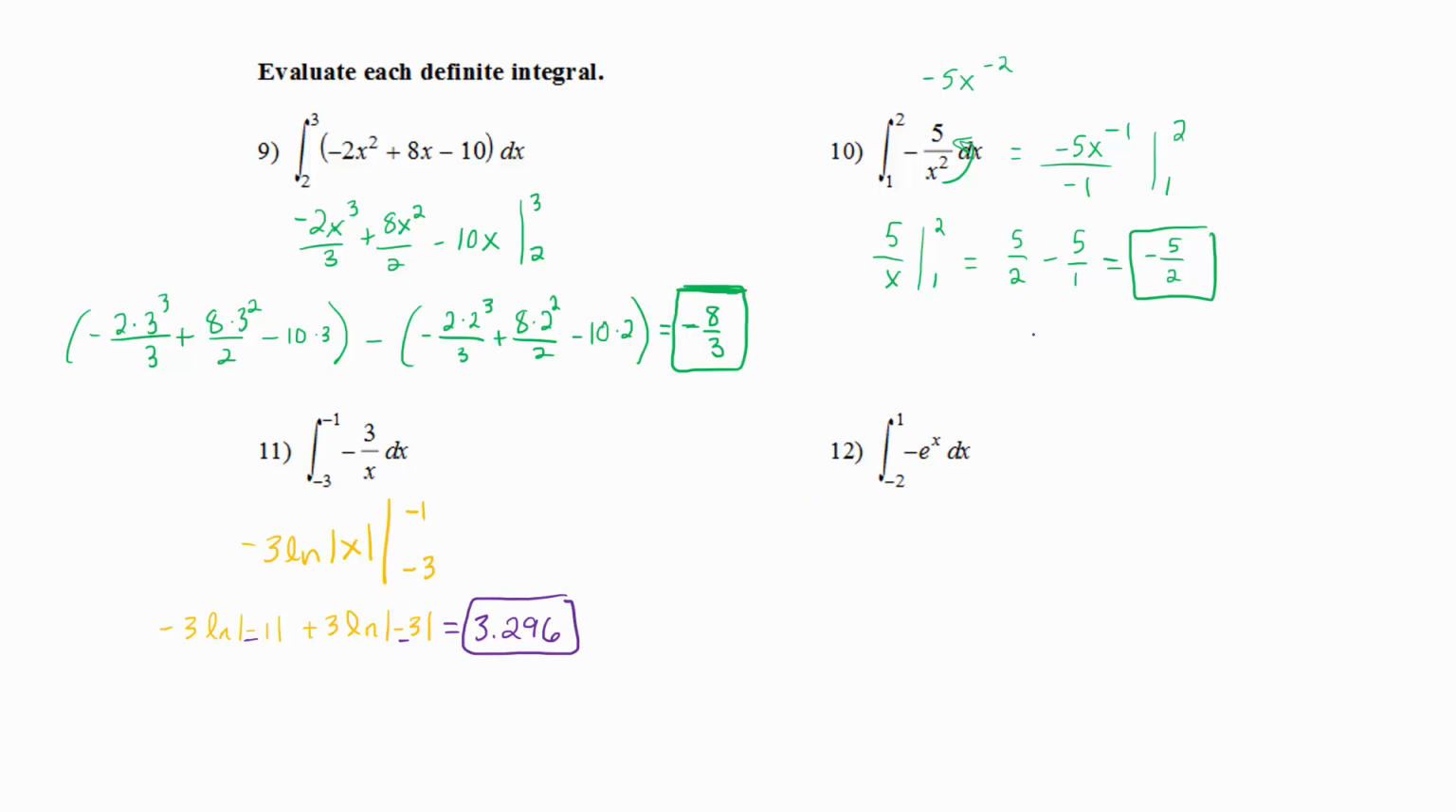And then on 12, the integral of -e to the x is just -e to the x. We're going to plug in 1, -2, so -e to the first minus a -e to the -2. Again, without your calculator, you could rewrite this and simplify it in some ways, but if you're allowed to just plug it into the calculator, you just find the e button, which is the second natural log button, and get -2.5829.